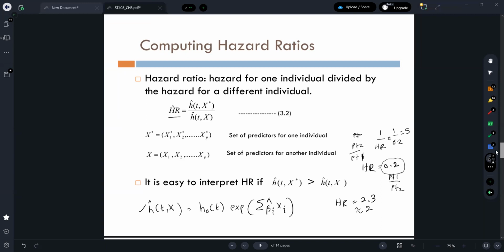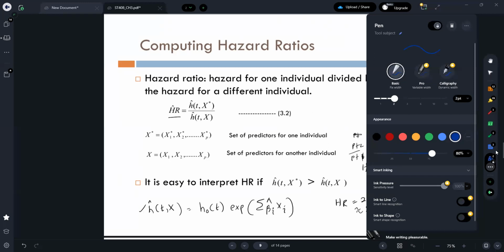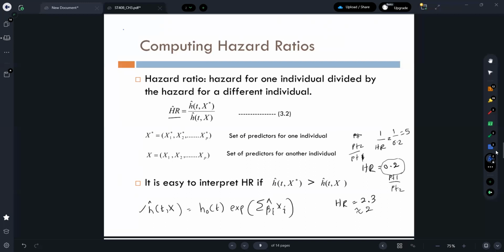Now, this is an example where you are trying to find the hazard ratio. You are comparing one individual with another individual, let's say patient A and patient B. So what we are going to do is use the estimated hazard function. What does that mean? Let me write down the function. So here's our h(t, X), so we build up a model. Suppose we have, let's say, three variables: beta 1 x1, beta 2 x2, plus beta 3 x3. Suppose you have this model.